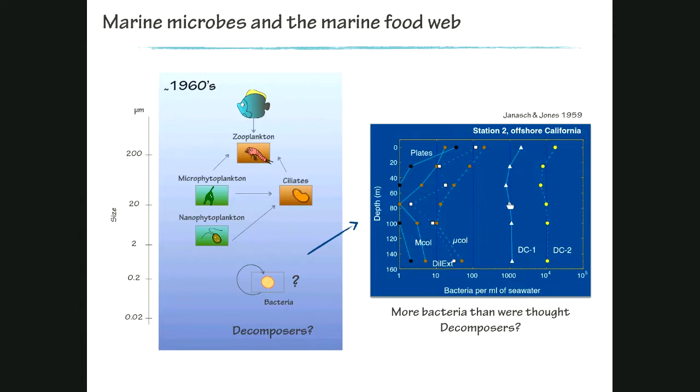And look at here, it's like 10 to the 3 or 10 to the 4. I already said that bacteria are on average like 10 to the 6. So this was less than we actually know now, but it was the first realization that bacteria were more abundant than thought. But still, it was thought that they were the decomposers and not connected with the rest of the food web.